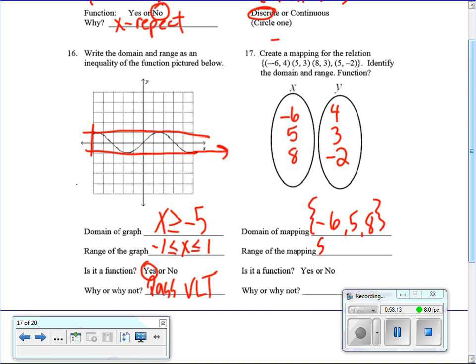And the same is true for the range. So your range is -2. If we write it in order, it is -2, 3, and 4.